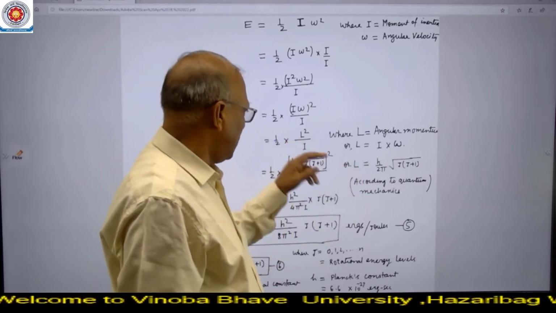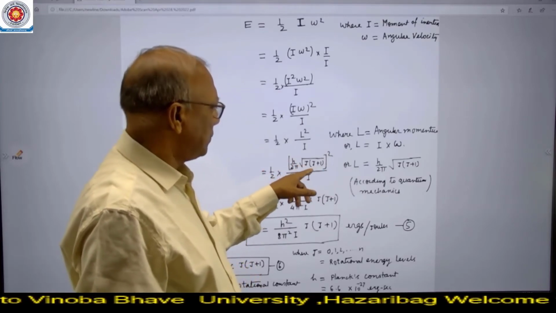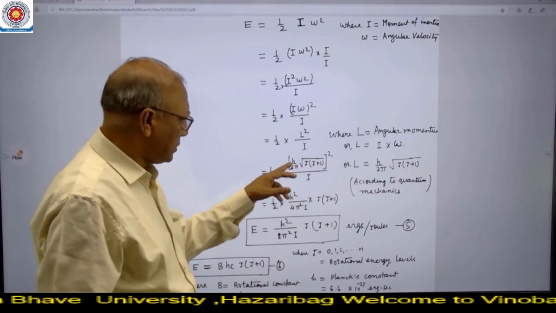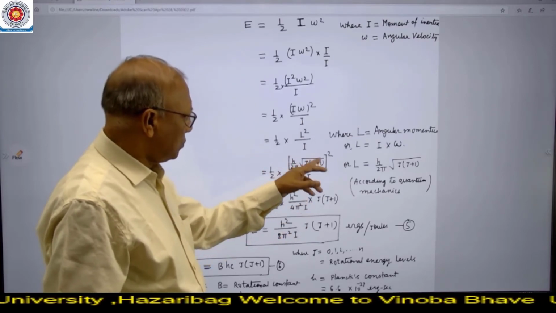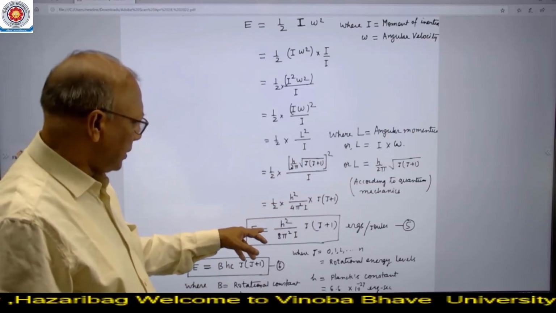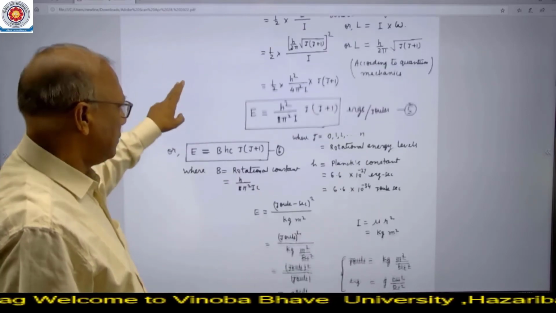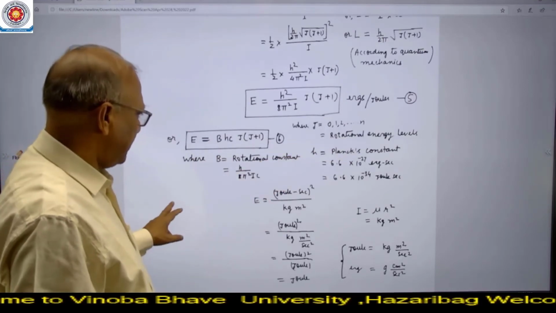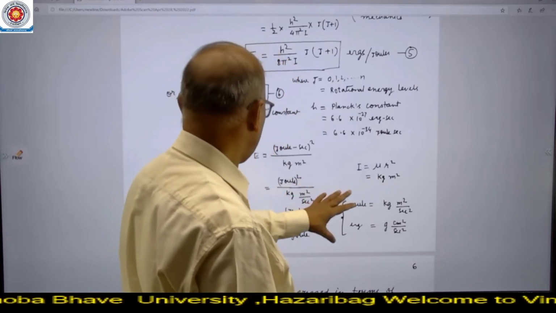So for this L, if we put the value here, we get h by 2 pi under root J into J plus 1 whole square divided by 2I. On solving, we get this type of equation: h square by 4 pi square, this root vanishes and becomes J into J plus 1. On multiplying, we get h square by 8 pi square I, J into J plus 1 ergs per mole, equation 5, where J is the rotational energy level and h is the Planck constant. Here it is the unit, how it has been obtained.